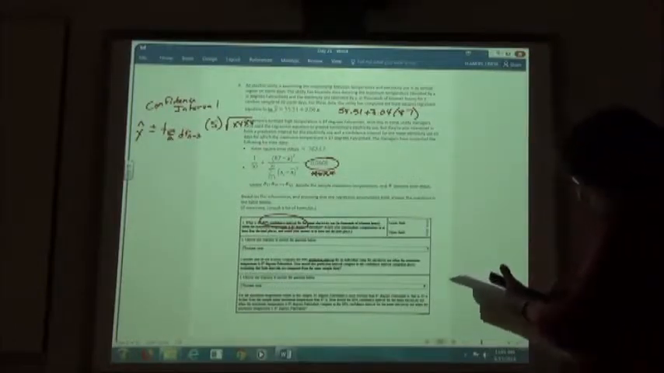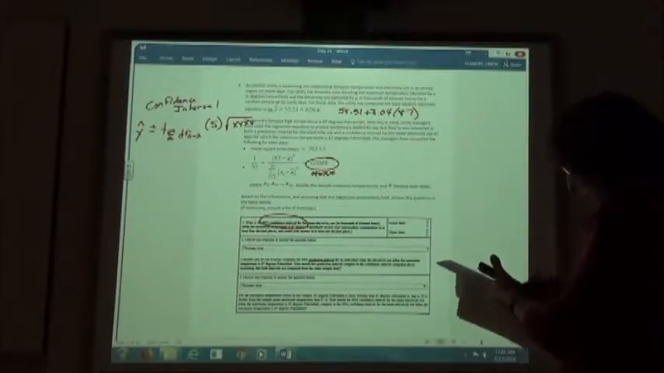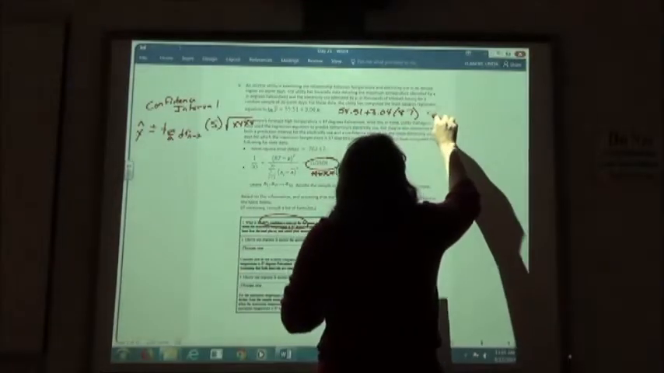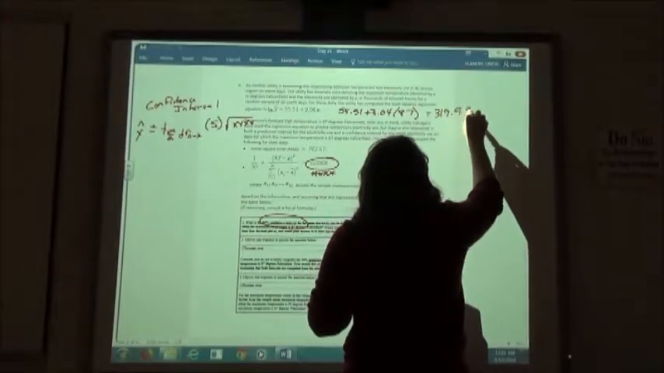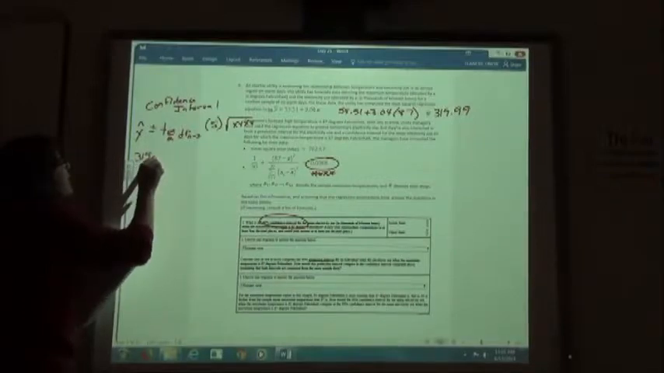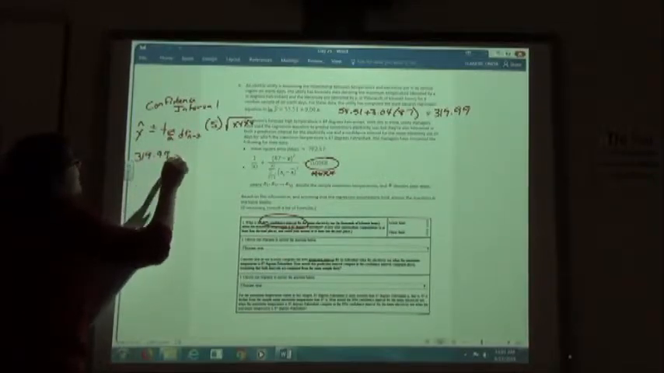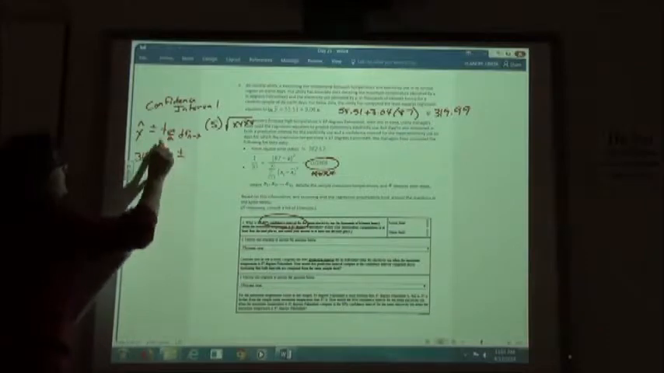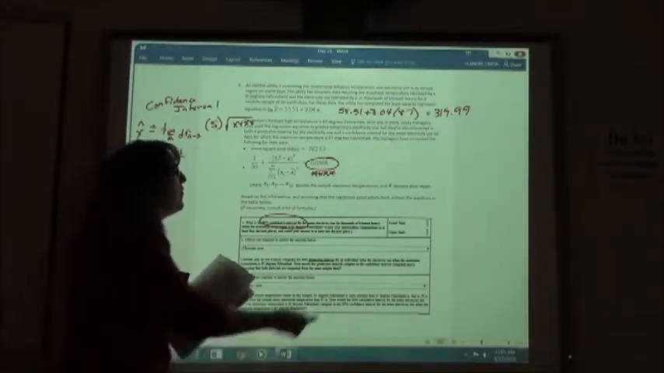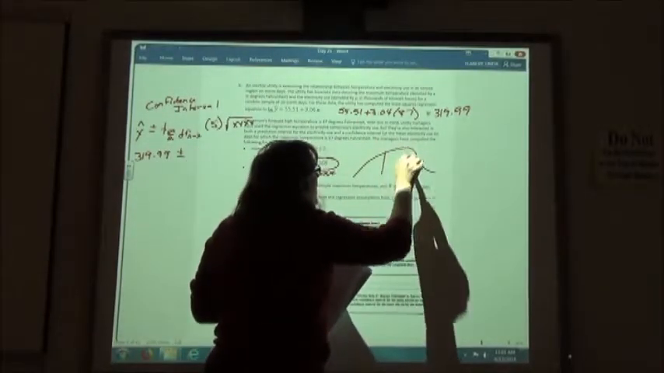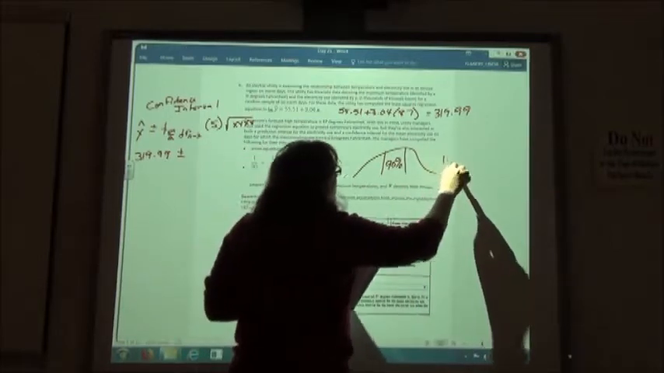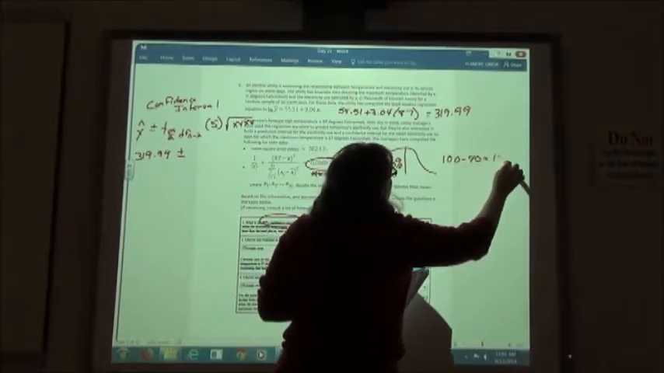55.51 plus 3.04 times our 87 gives us 319.99. That's going to go in for our y hat value, 319.99, plus or minus, and I'm going to put the t down here. Now remember, this comes from your confidence interval. If I have a 90% confidence interval, then 100 minus 90 gives me 10%.